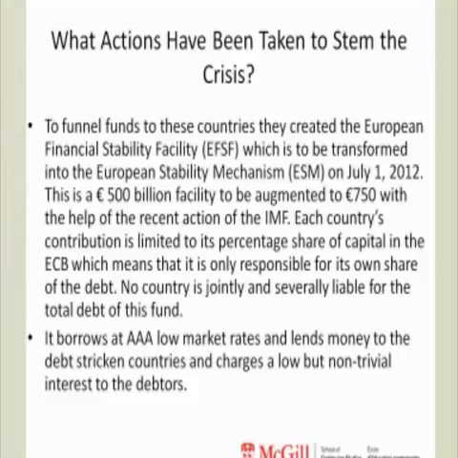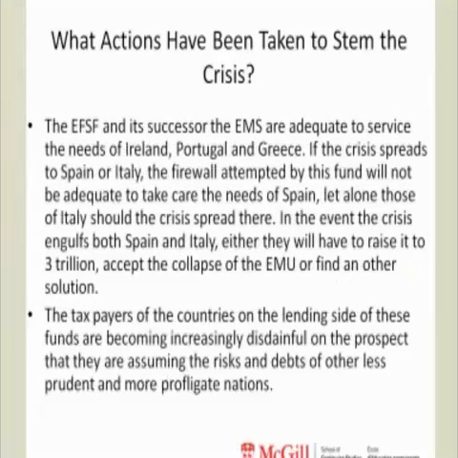Now, the EFSF borrows at AAA rates in the market and then lends to the debt-stricken countries at a reasonable but higher rate. Now, the EFSF and its successor, the ESM, have proven adequate to service the needs of Ireland, Portugal, and Greece. If the crisis spreads to Spain or Italy, the firewall attempted by this fund will not be adequate to take care of the needs of Spain, let alone those of Italy or Spain and Italy combined. Should that happen, they will need more than $3 trillion in the fund.